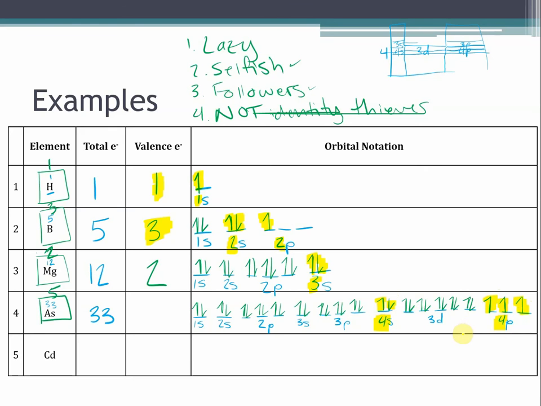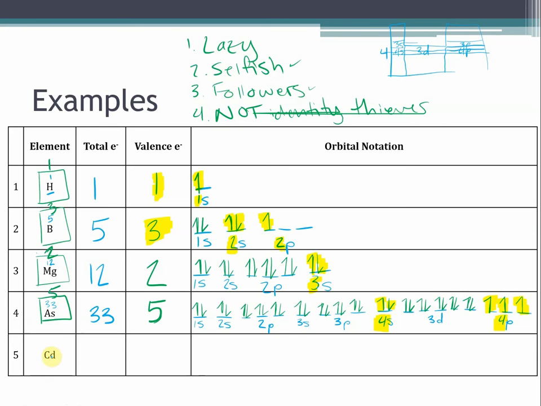3d orbitals are not ever going to be valence electrons, only s and p orbitals. So here I have my 5 valence electrons. And here I'm going to make your life a little bit easier. The 5th example in your notes says PM, promethium. We are not going to do promethium. We're going to do cadmium instead.